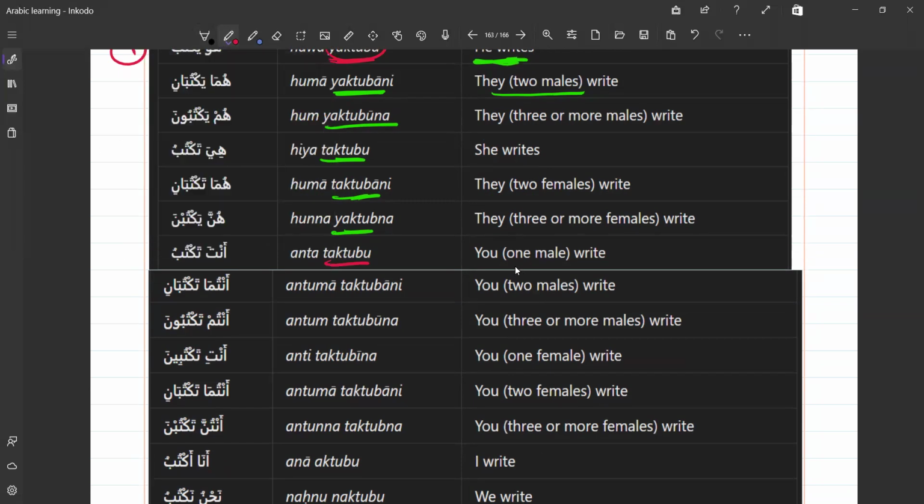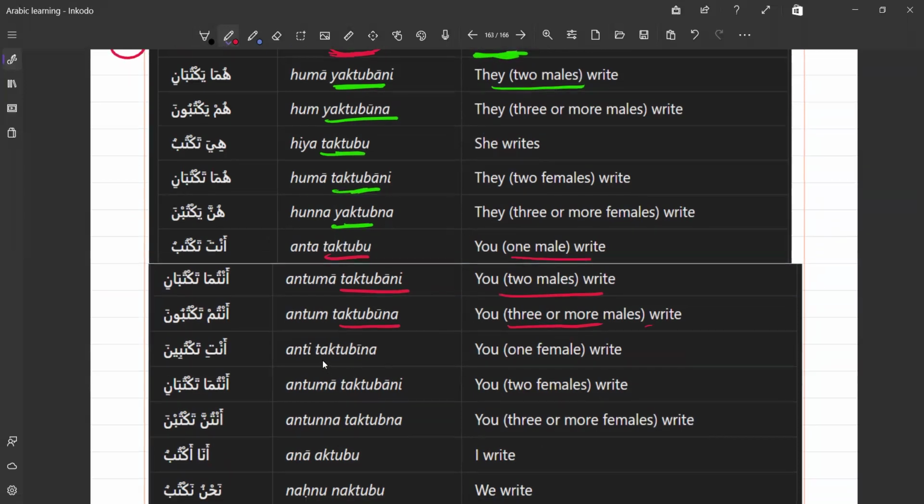Taktubu meaning you, one male, write. Taktubani, you two males write. And taktubuna, you three or more males write. See, right? So moving on.